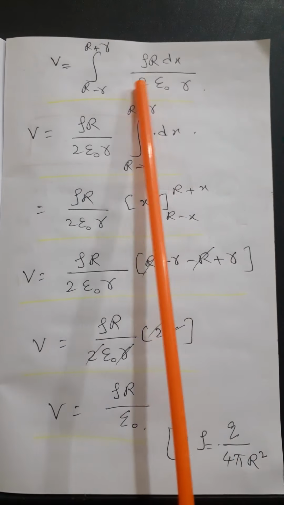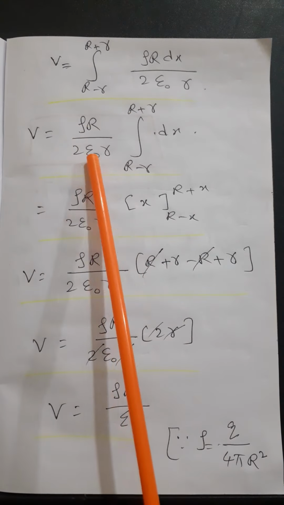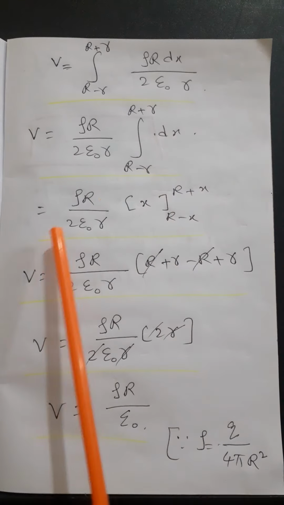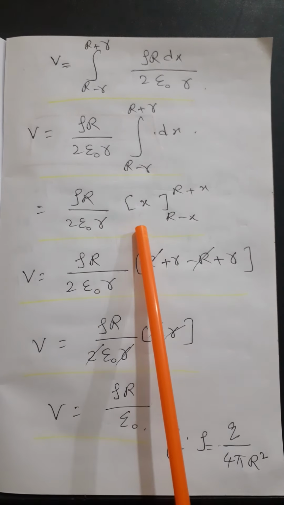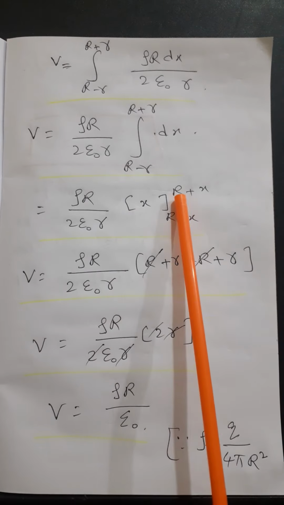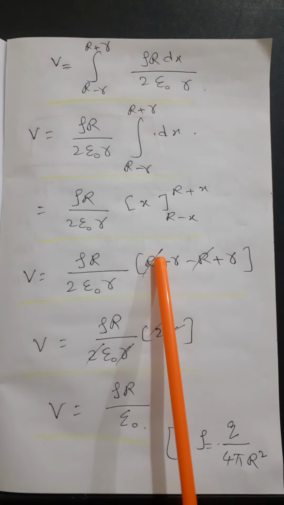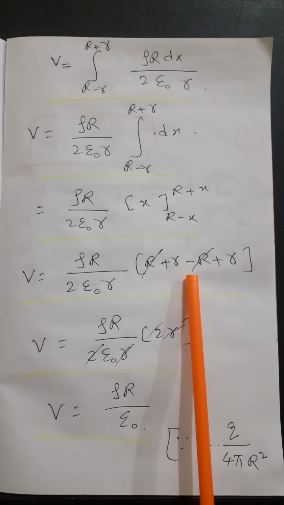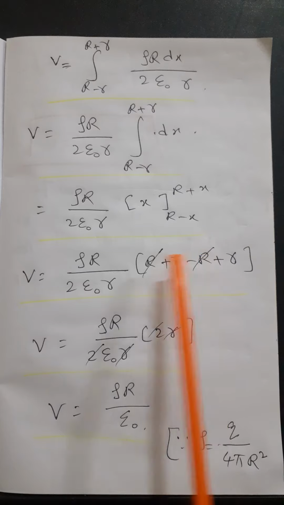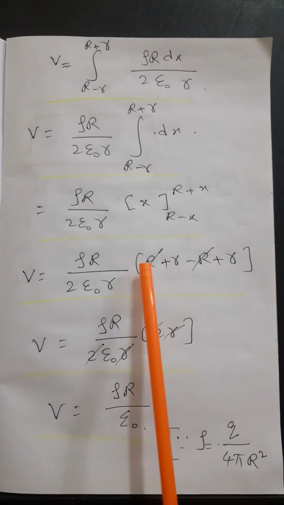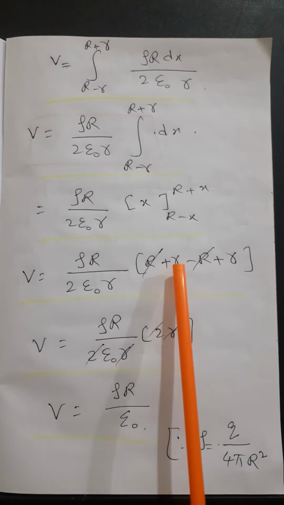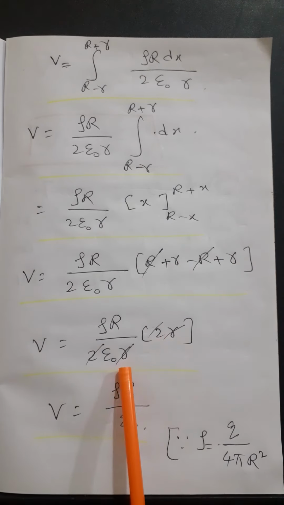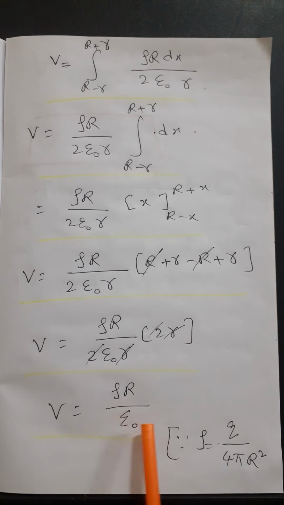If we take out the constants, it becomes rho R by 2 epsilon naught r times the integral from R minus r to R plus r of 1 dot dx. The integration of this will be x from R minus r to R plus r. Next we substitute the limits. Capital R minus small r and capital R plus small r: R gets cancelled, and we get only plus 2r. The 2 gets cancelled, r gets cancelled, and it becomes rho R by epsilon naught.